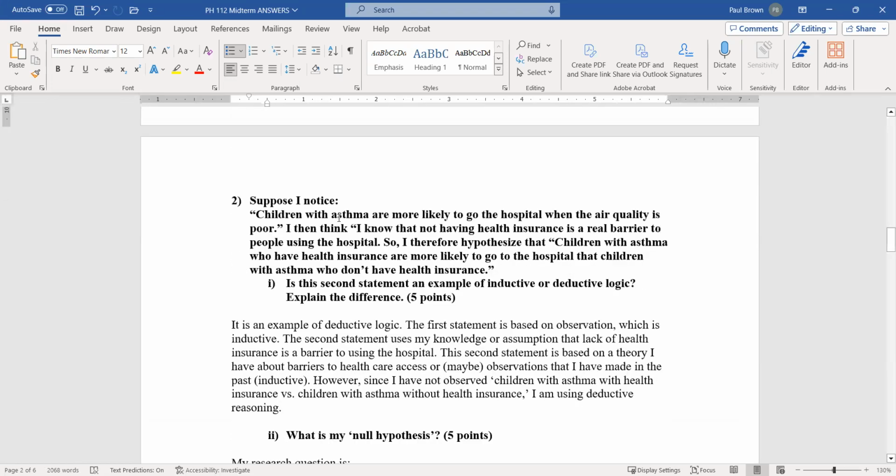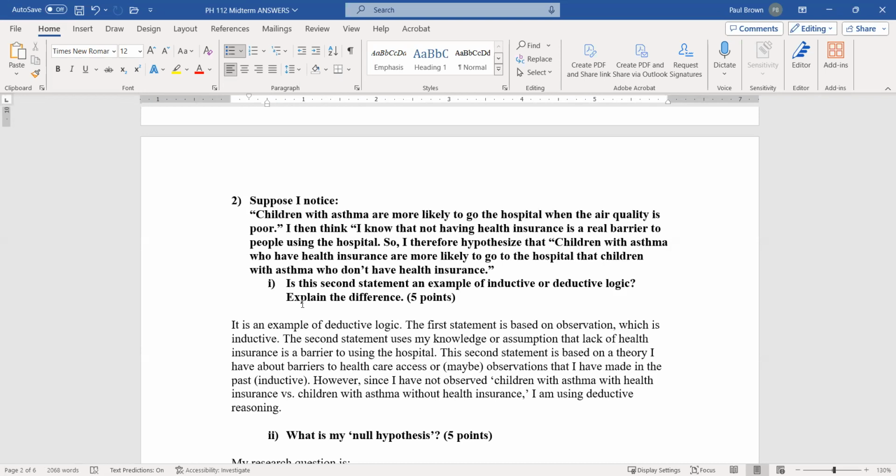Okay, sometimes I notice that children with asthma are more likely to go to the hospital when air quality is poor. I then think I know that not having health insurance is a barrier to using the hospital. So I theorize that children with asthma who have health insurance are more likely to go to the hospital than children with asthma who don't have health insurance. So then ask, is this inductive or deductive? And the answer is deductive.